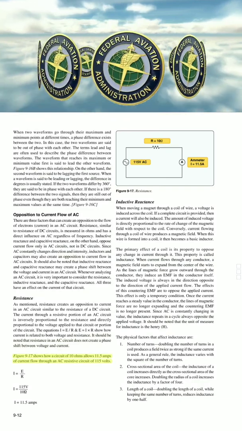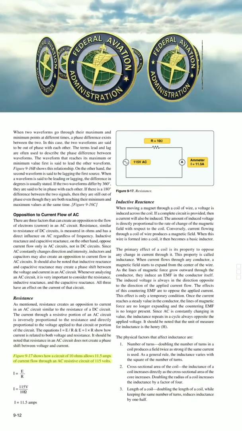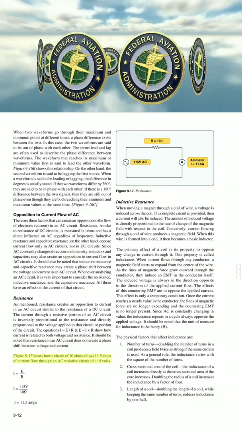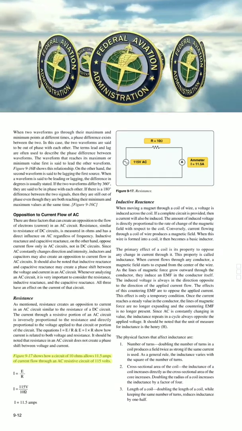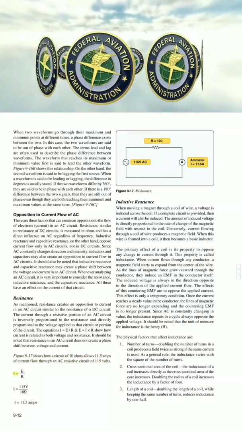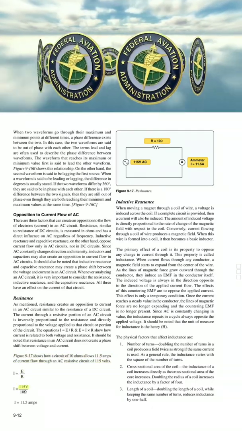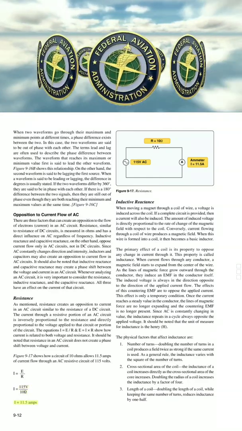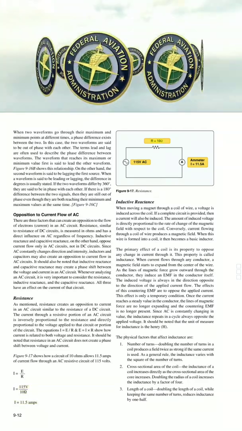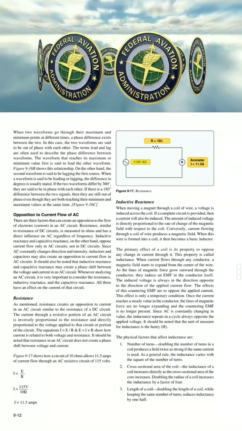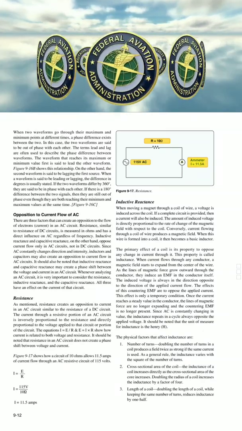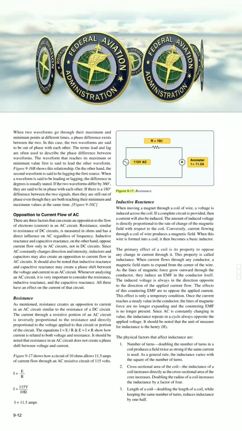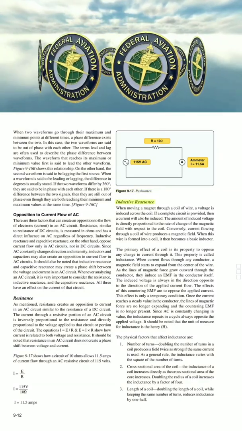Figure 9-17 shows how a circuit of 10 ohms allows 11.5 amps of current flow through an AC resistive circuit of 115 volts. I equals E/R. I equals 115 V over 10. I equals 11.5 amps. R equals 10 ohms. 115 VAC. A, ammeter, I equals 11.5 A. Figure 9-17. Resistance.